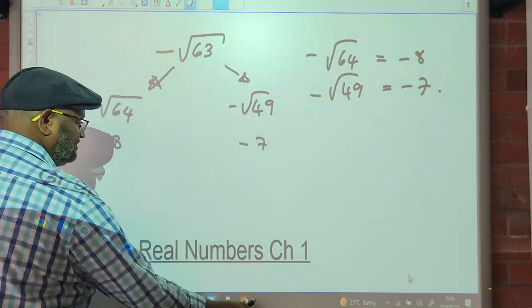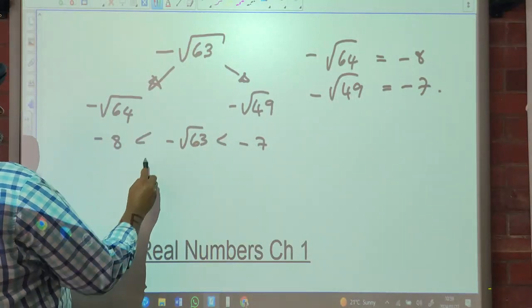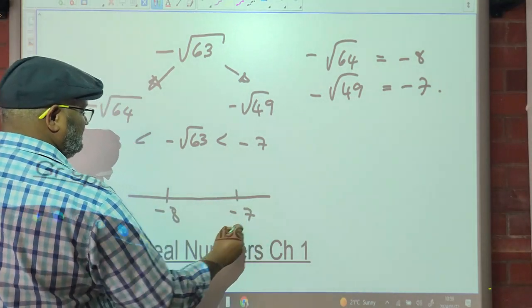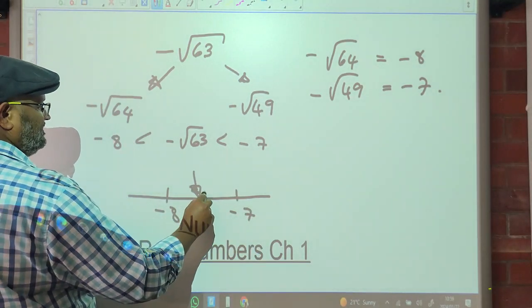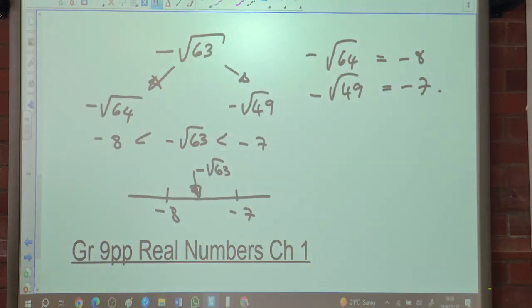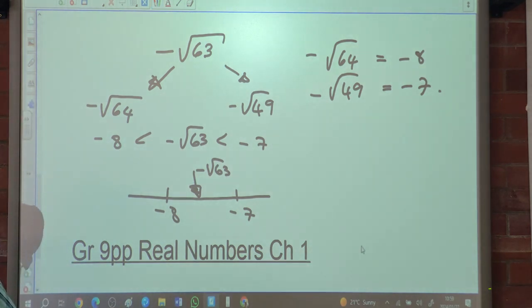The negative square root of 63, on your number line, will be represented between negative 8 and negative 7. Do you guys understand? Any confusion? Don't say no, and then come to the exams and pull up your funny tricks, okay?